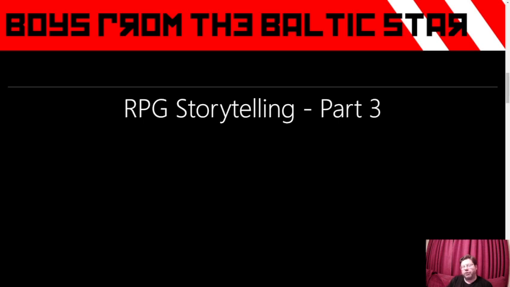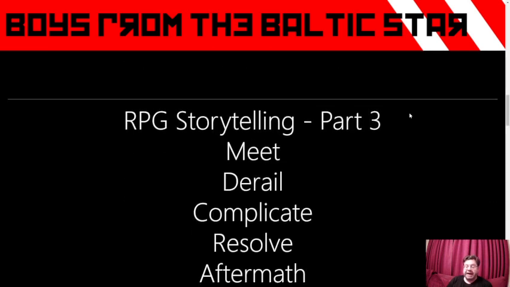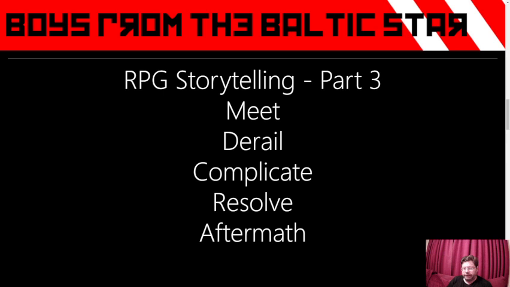Before we start looking at some examples of how to write a good framework narrative, before we press on, a quick recap. There are 5 steps in a traditional story. Meet, derail, complicate, resolve, and aftermath.